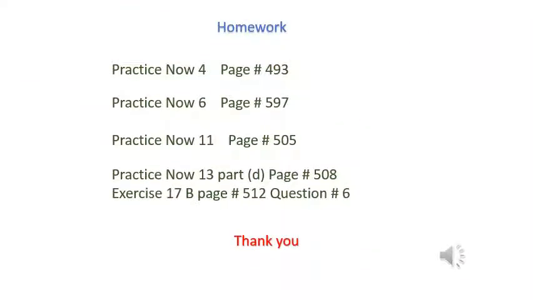Homework. Practice now 4, page number 493. Practice now 6, page number 597. Practice now 11 on page number 505. Practice now 13 part D on page number 508, and question number 6 of exercise 17B on page number 512. In question number 6 we have to find the mode, mean and median of a set of data.